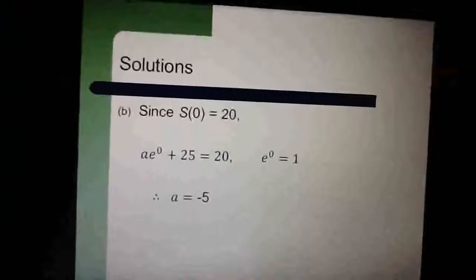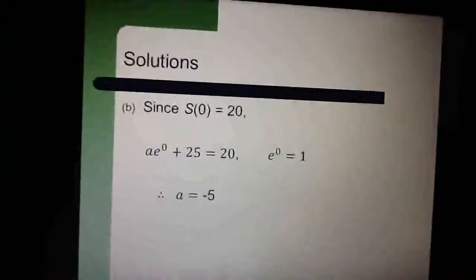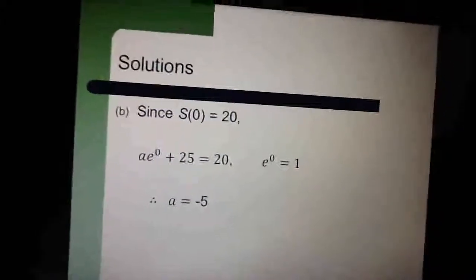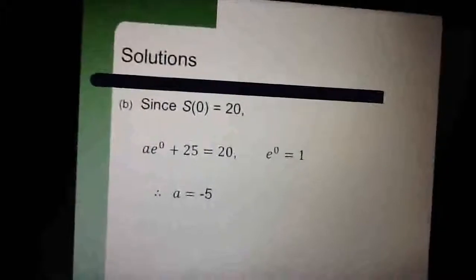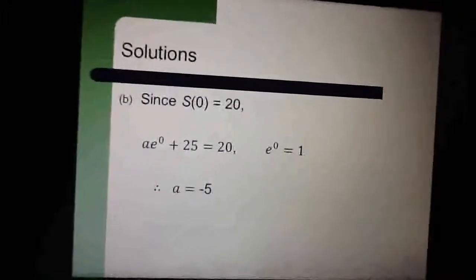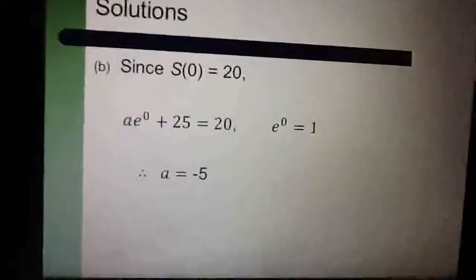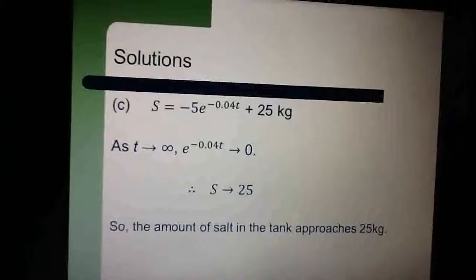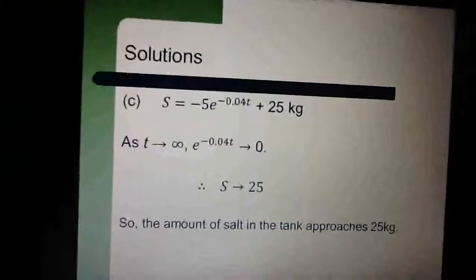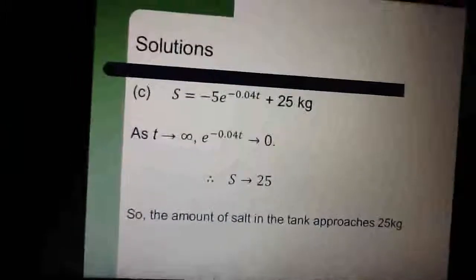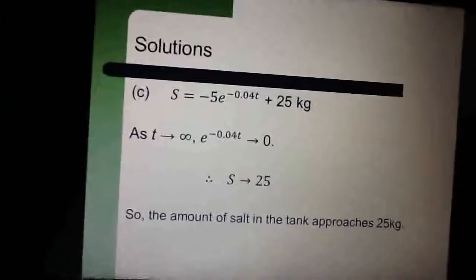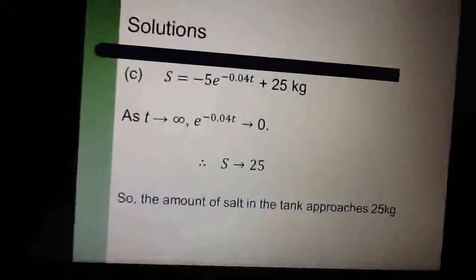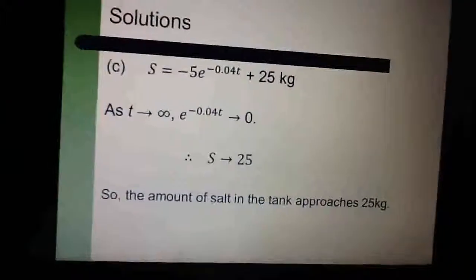For part B, since s(0) equals 20, we get a equals negative 5. Part C, as t gets large, e to the power of negative 0.04 t will go near to 0. That means the amount of salt in the tank approaches 25 kg.